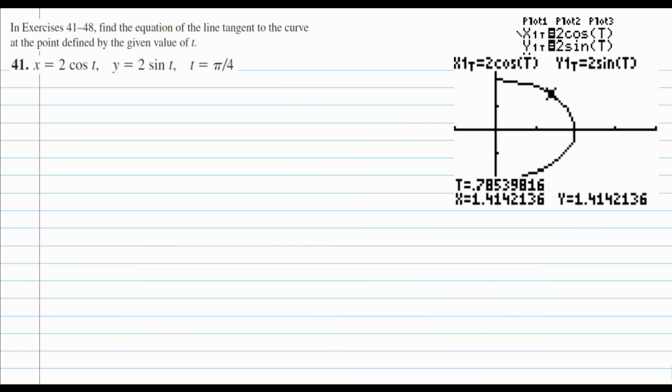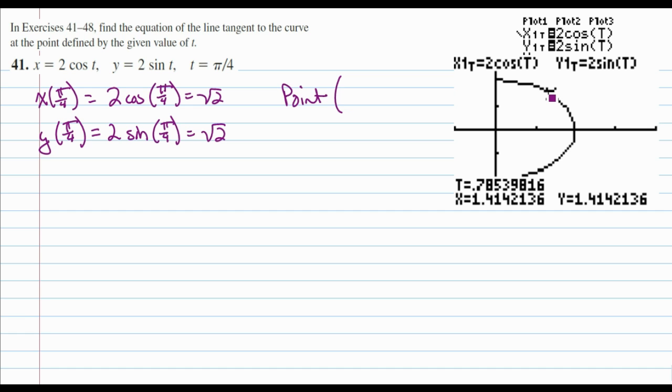Now try problem number 41. It says find the equation of the line tangent to the curve at the point defined by the given value of t. So x is defined and y is defined both as parametric functions of t. And I want t equals pi over 4. So I've got to find x of pi over 4 and y of pi over 4 to determine the point. So the point where these graphs will be tangent is square root 2 comma square root 2.